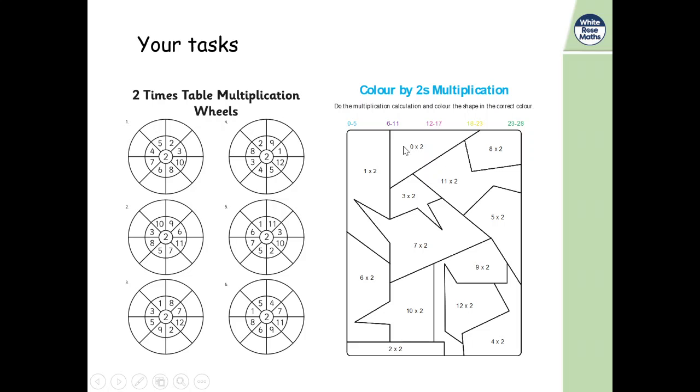And then a nice simple colour one. Here you've got 1 times 2, what's the answer? Well, if the answer is anywhere between 0 and 5, you colour it in blue. 6 to 11, colour it in purple. 12 to 17 is pink. 18 to 23 is yellow. And 23 to 28 is green. Okay, colour in the picture and see what it makes.